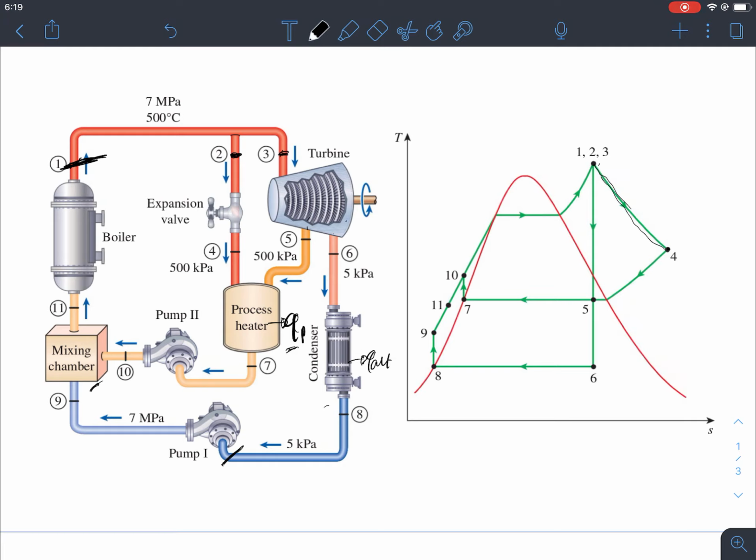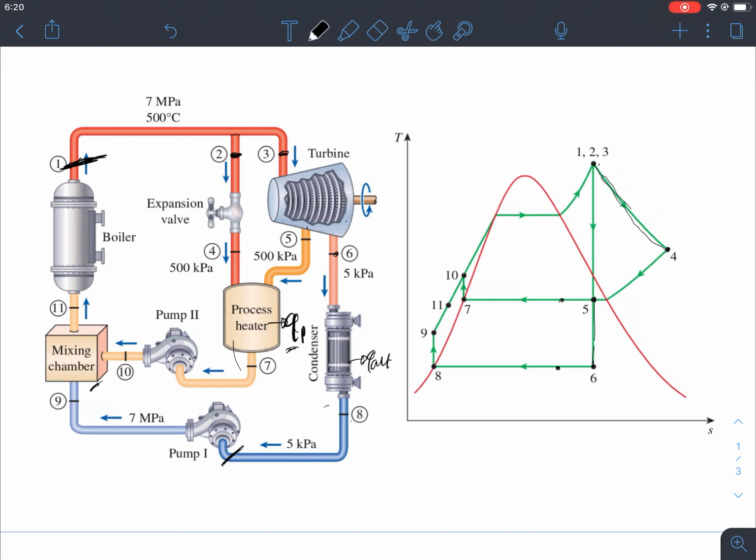However, that point 5 is not completely expanding, right? So 5 is coming here. However, the complete expansion is happening at point 6. So this is point 6, and then we will see that 5 and 6 are two different pressure lines. So this is one pressure line and this is another pressure line, okay? And then again it's the same thing. 6 to 8 is the condenser and 5 to 7 is the process heating.